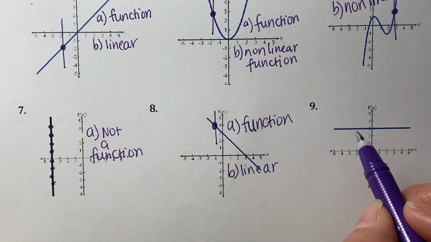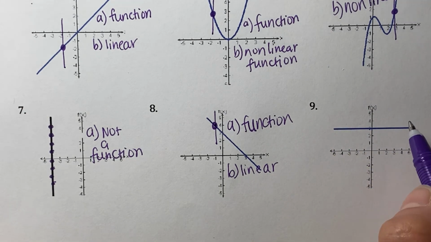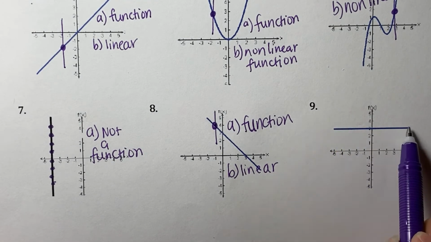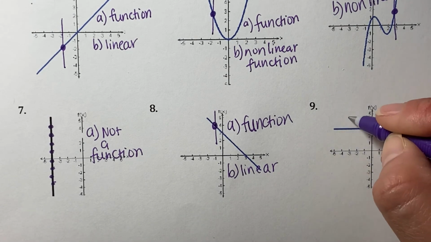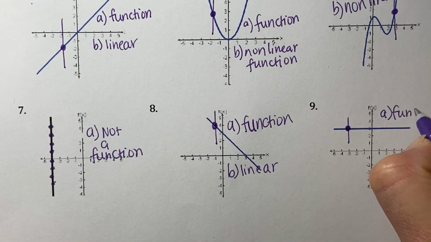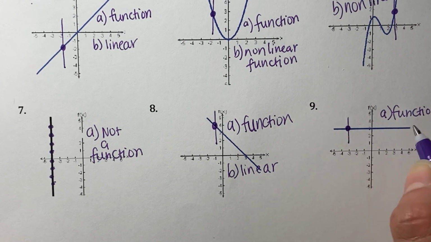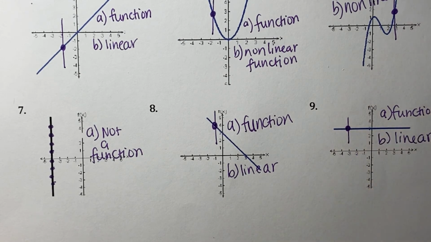Example number 9. This is a horizontal line. We want to go back and remember, horizontal lines have 0 slopes because it is not changing in my y value. So if I draw a vertical line, hits the graph once, yes, it's a function, and it's okay for it to be a horizontal line, so yes, this is a linear function.